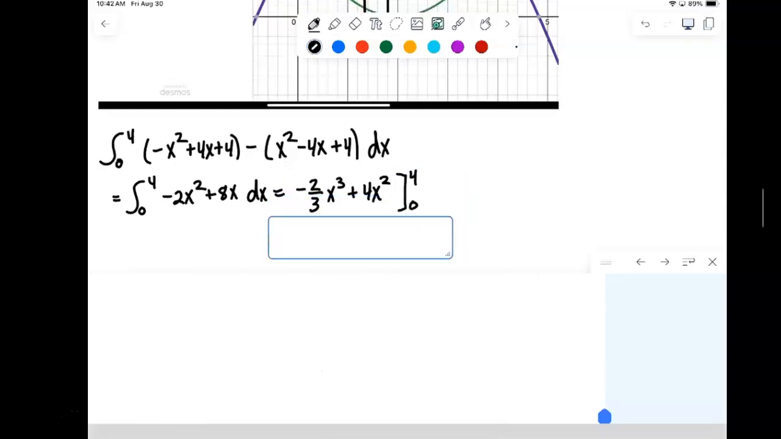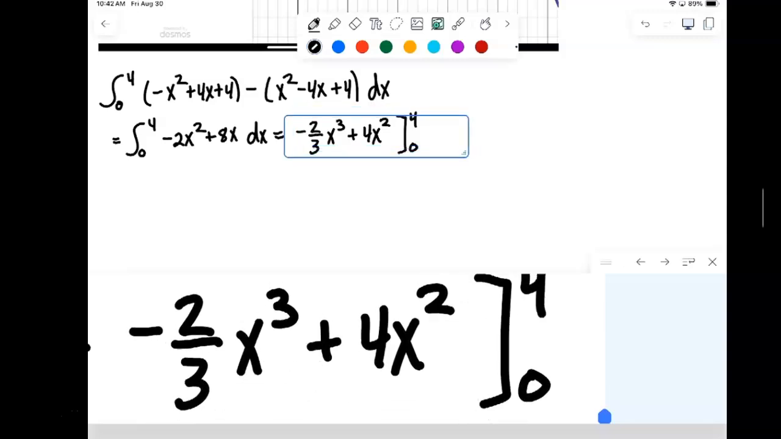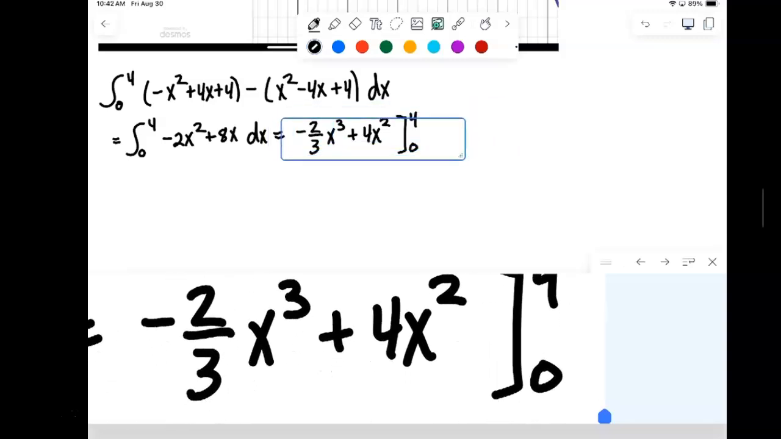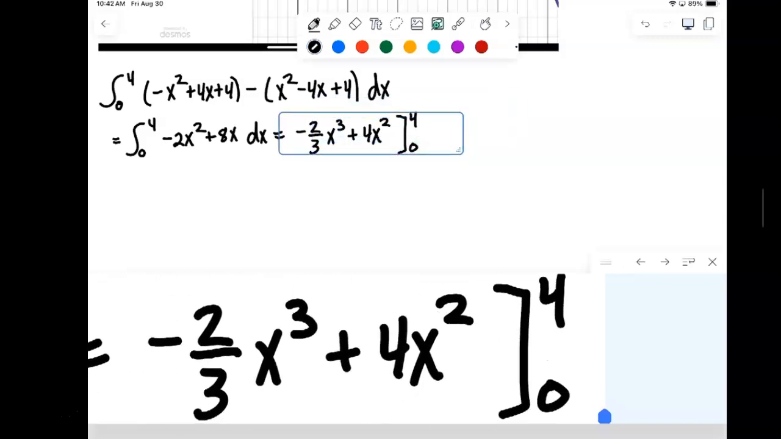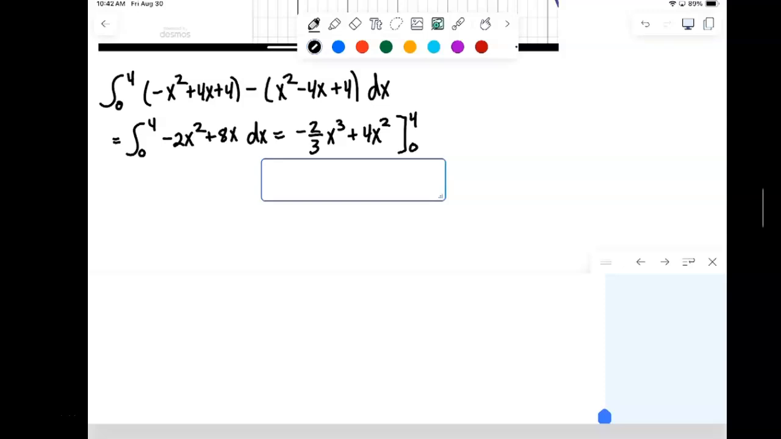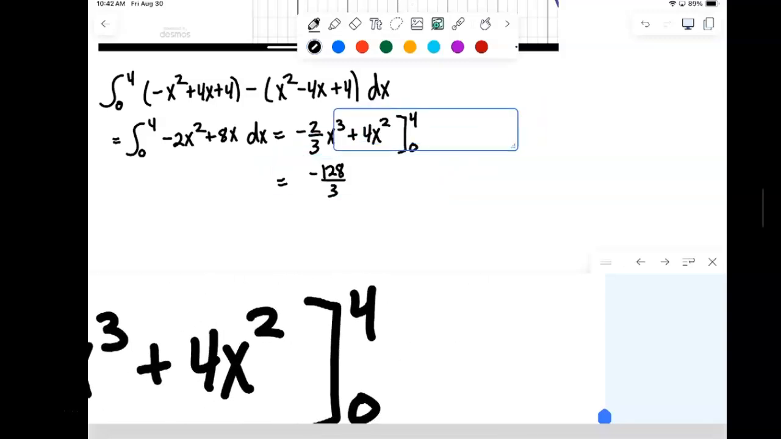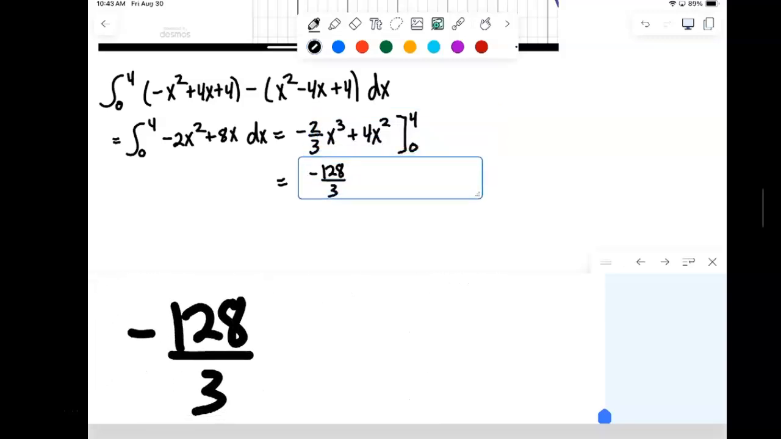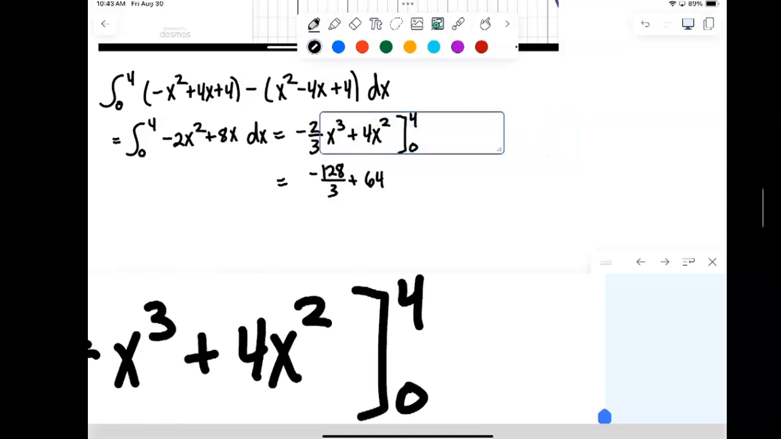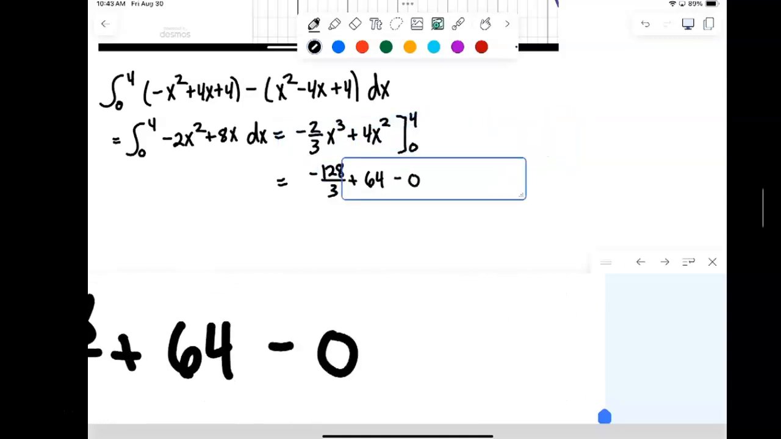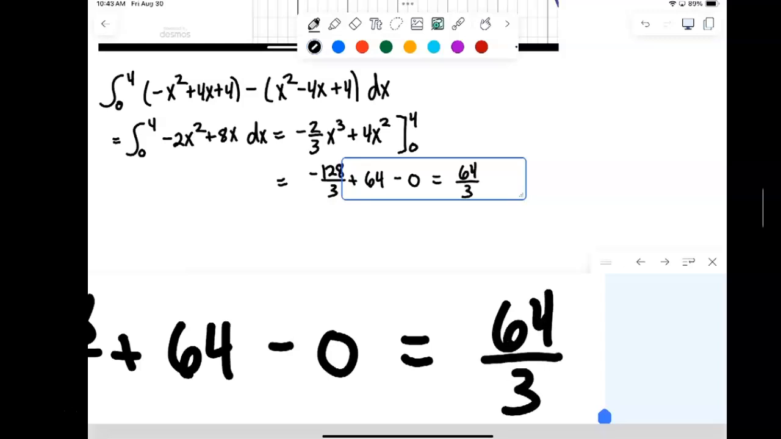And so we go in and we compute that. If we plug 4 in, first off, we would have 4 to the third, which would be 64, times 2. So negative 128 thirds. And then plug 4 in again. 4 squared times 4 would be just plus 64. And then minus, plug 0 into both of those, it's going to be 0. And we just simplify the arithmetic here, and we will get 64 thirds.